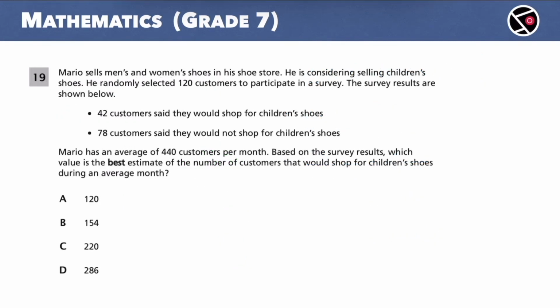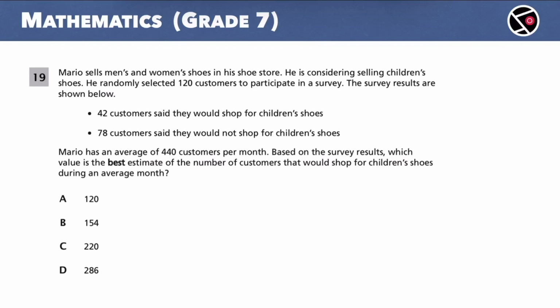Problem 19. Mario sells men's and women's shoes in his shoe store. He is considering selling children's shoes. He randomly selects 120 customers to participate in a survey. The survey results are shown below. 42 customers said they would shop for children's shoes. 78 customers said they would not shop for children's shoes. Mario has an average of 440 customers per month. Based on the survey results, which value is the best estimate of the number of customers that would shop for children's shoes during an average month?